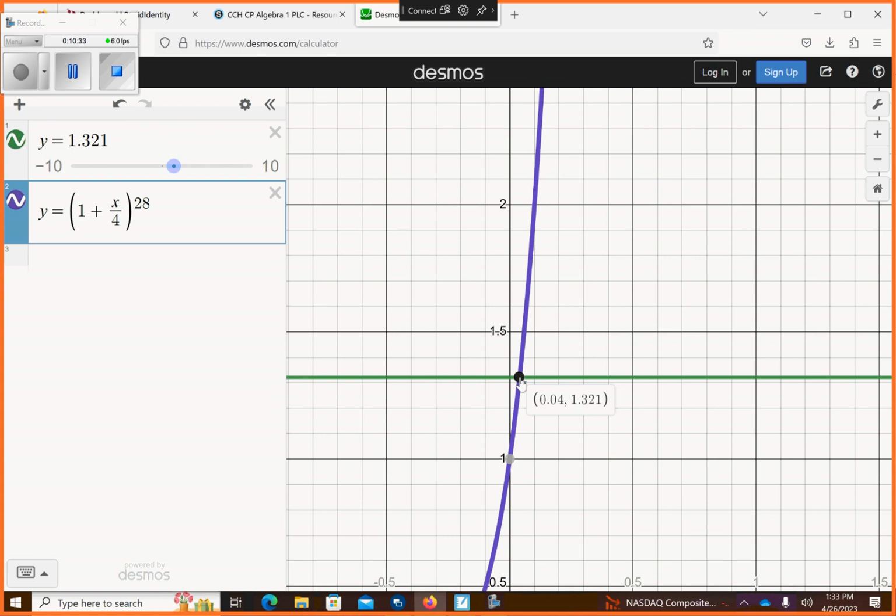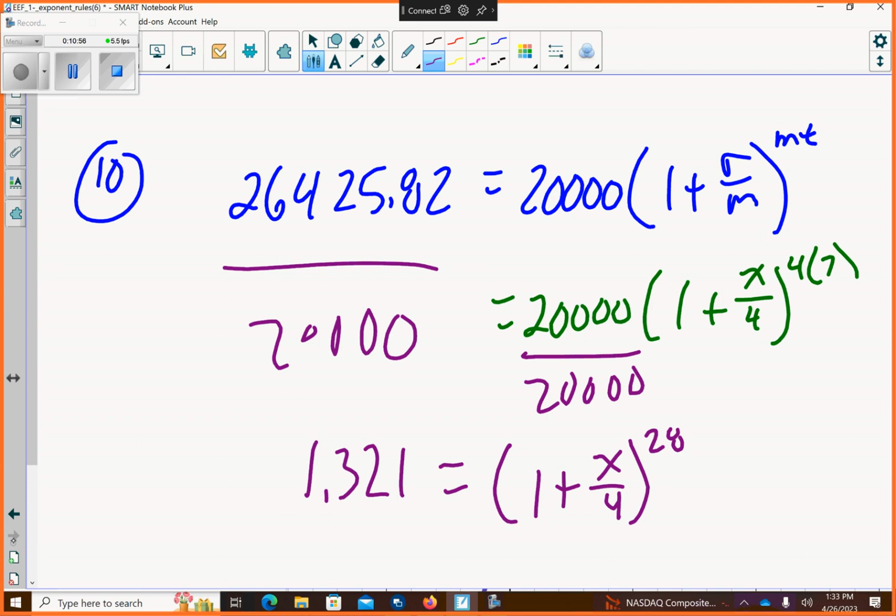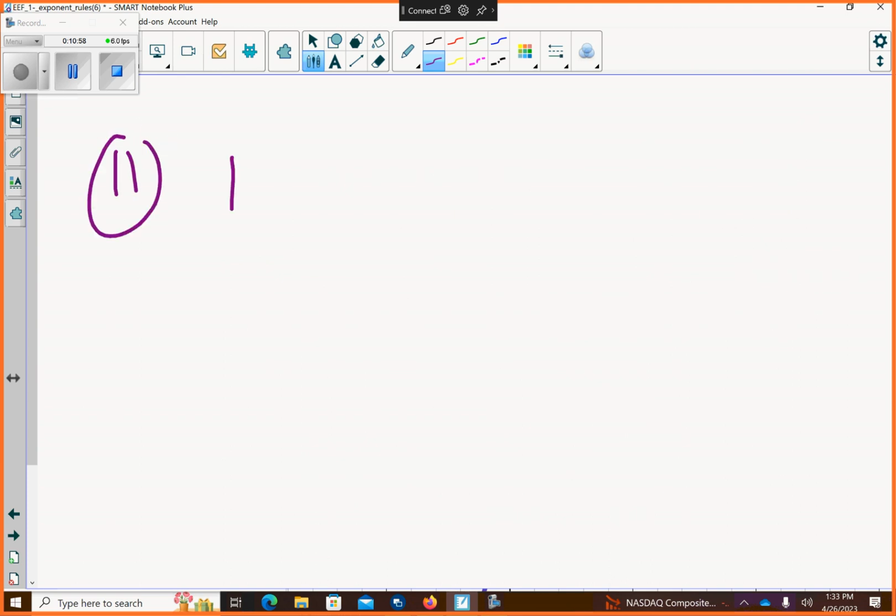Okay. And then for number 11, it says, for her first birthday, Polly's grandparents invested $1,000 into an 18-year certificate for her that pays 8% compounded annually. How much would the certificate be worth on Polly's 19th birthday? So from birthday 1 to birthday 19 is 18 years. So we have 18 years taking place here.